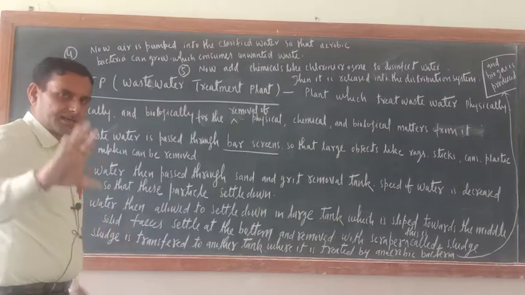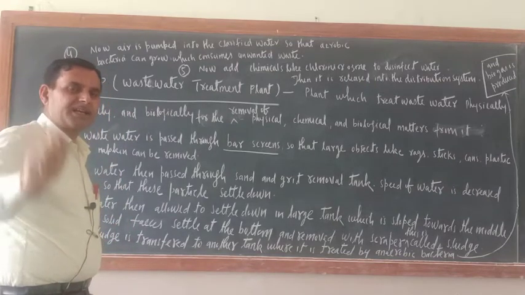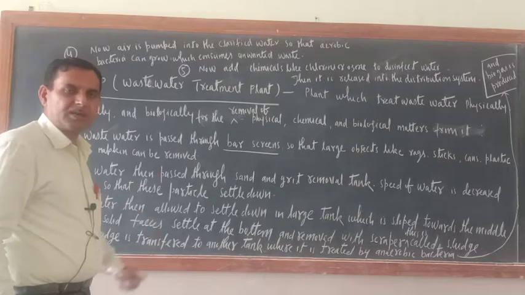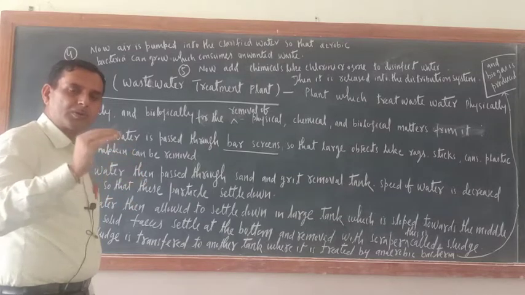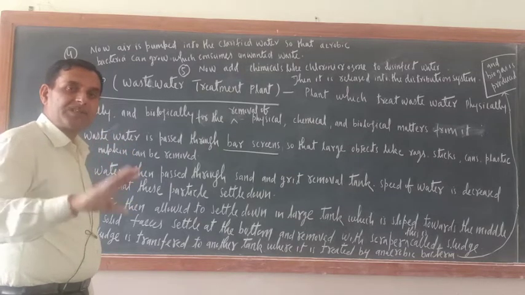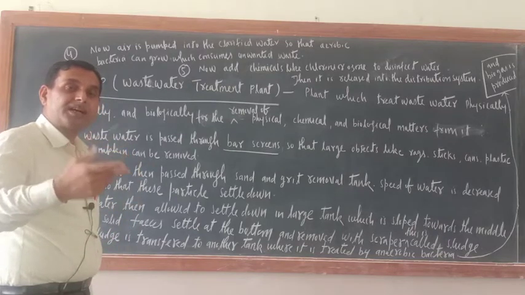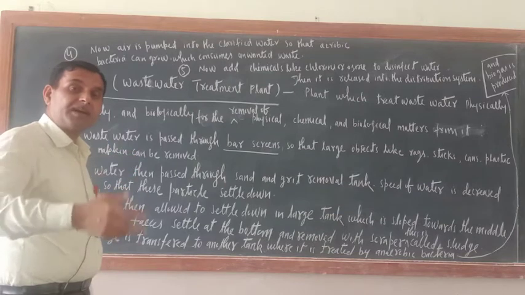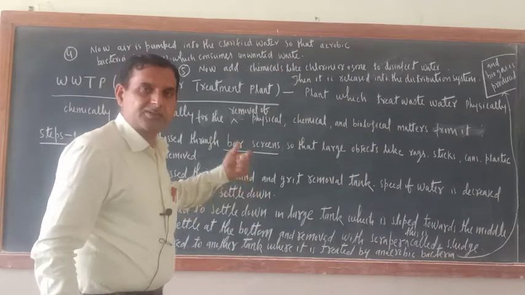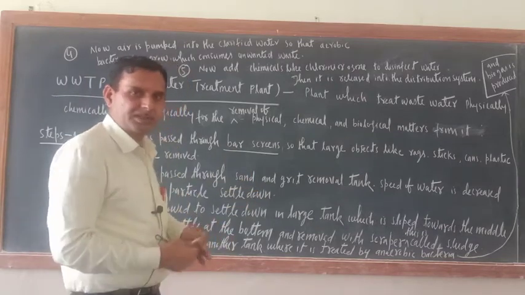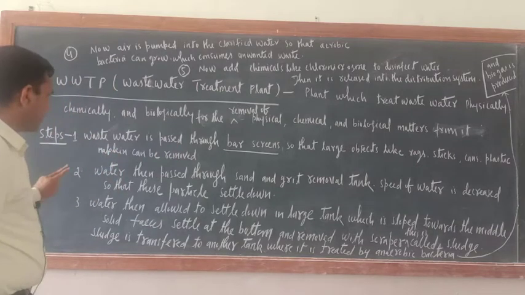So now remember there is one question: what is sludge, and how is it treated? The answer to that question is this one only. Sludge is nothing but solid feces which are allowed to settle in the big tank and are removed with the help of a scraper. When they are transferred to another tank, they are decomposed by the anaerobic bacteria and biogas is produced. So this is the treatment and sludge, both questions are here only, and I told you their answer also. Now step number 3 is over.